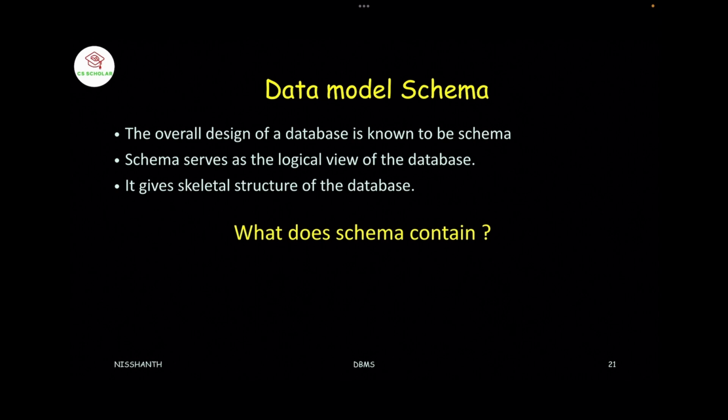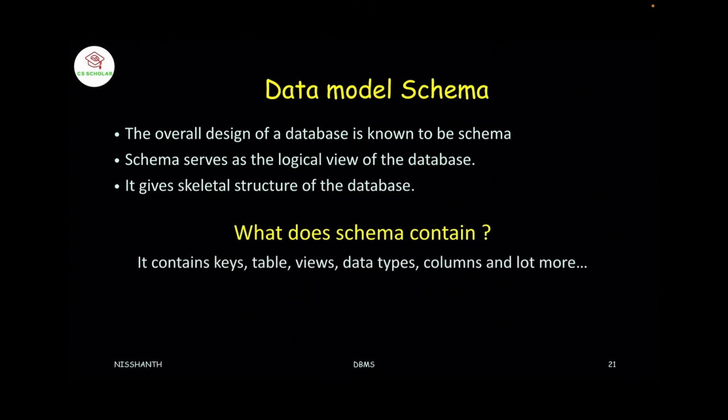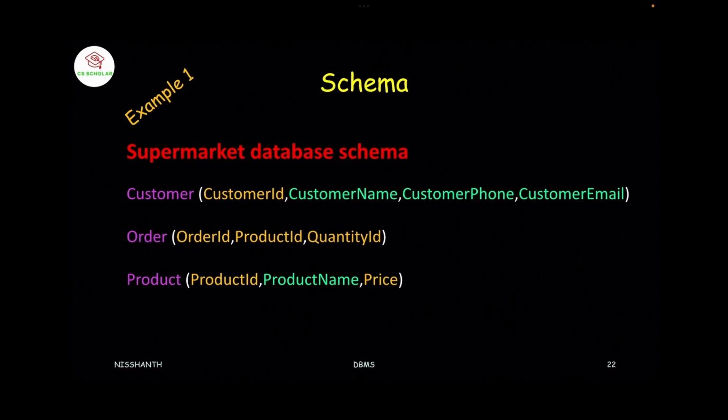So what does a schema contain? Schema usually contains the details of keys, tables, views, data types of each column, and a lot more. Let us consider the example of a schema. This is a supermarket database schema. In this we have customer, order, and product. These are the three tables. All the three table names are highlighted with purple color.